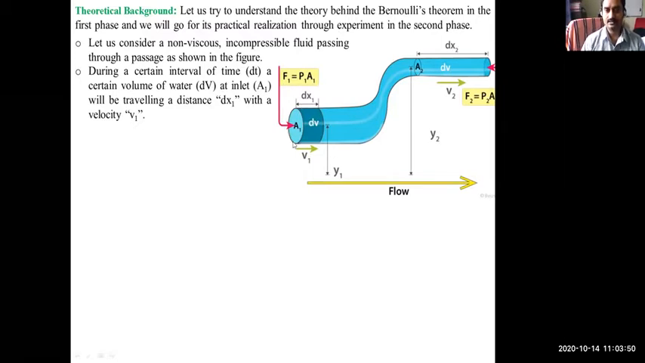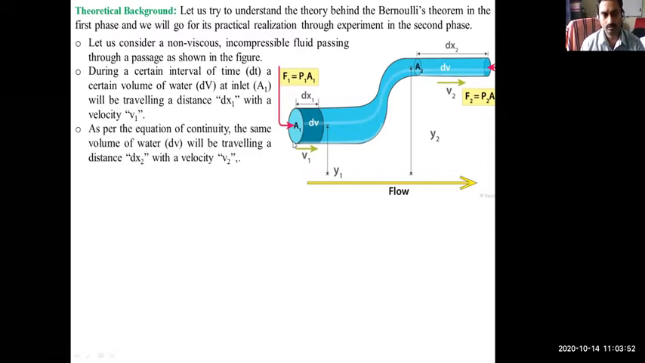Similarly, if I consider the section A2, as per the equation of continuity, A1 V1 is equal to A2 V2. So at the outlet side, where the area of cross section is a little smaller, the same volume of water dV will be flowing with a velocity v2 through a distance dx2. As per the equation of continuity, v2 will be larger than v1, and similarly the distance traveled dx2 will be larger than dx1.